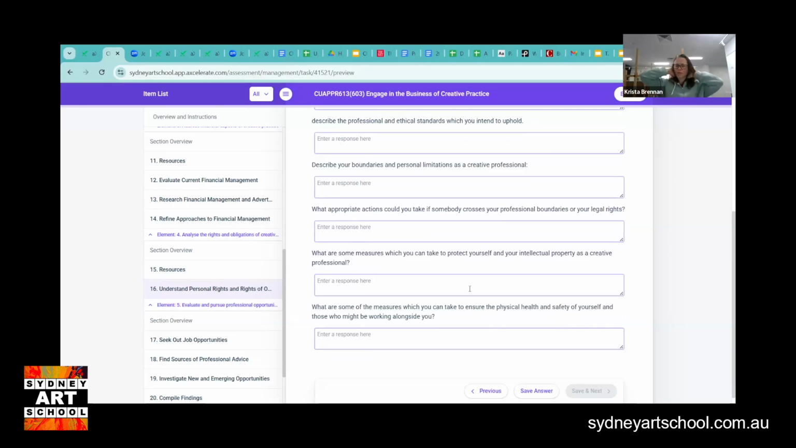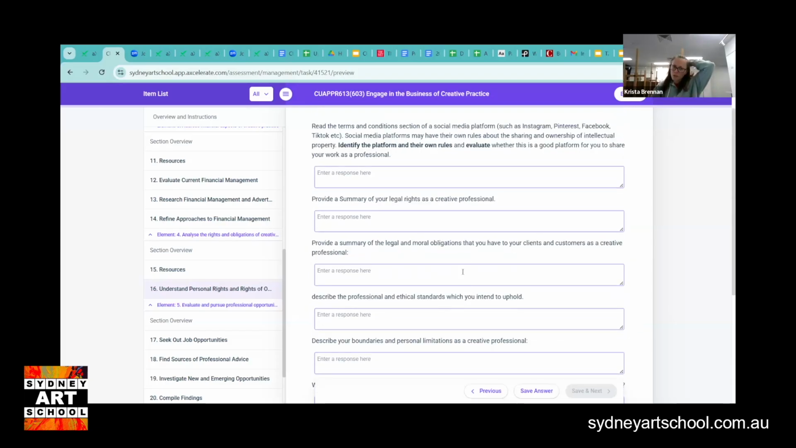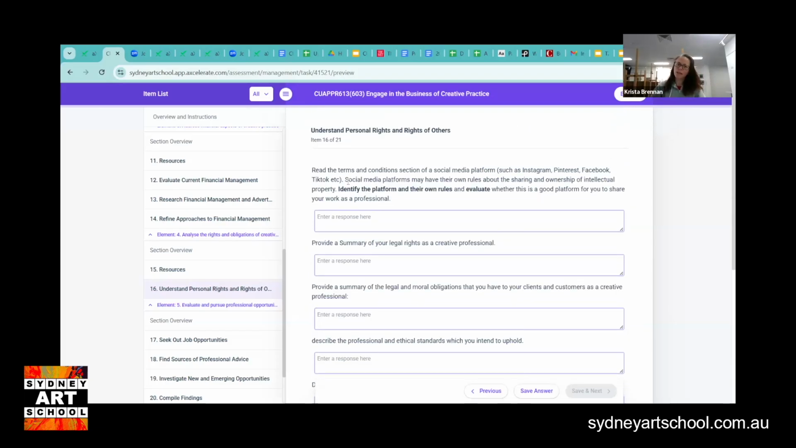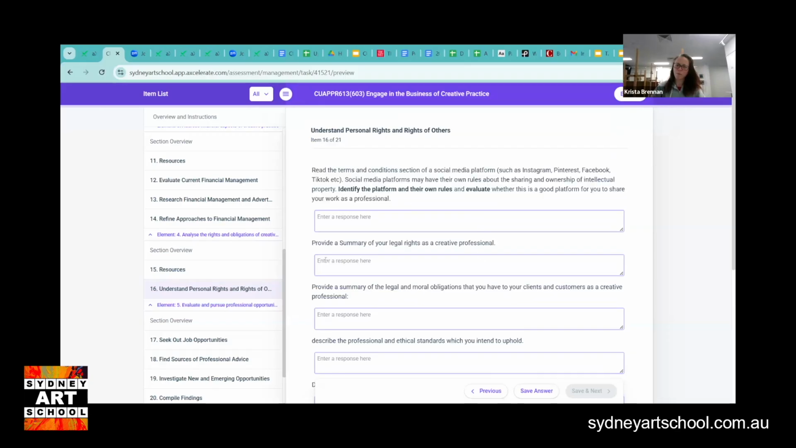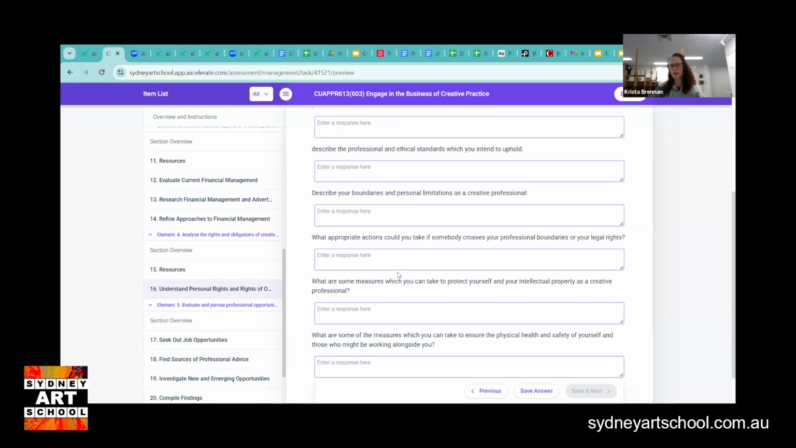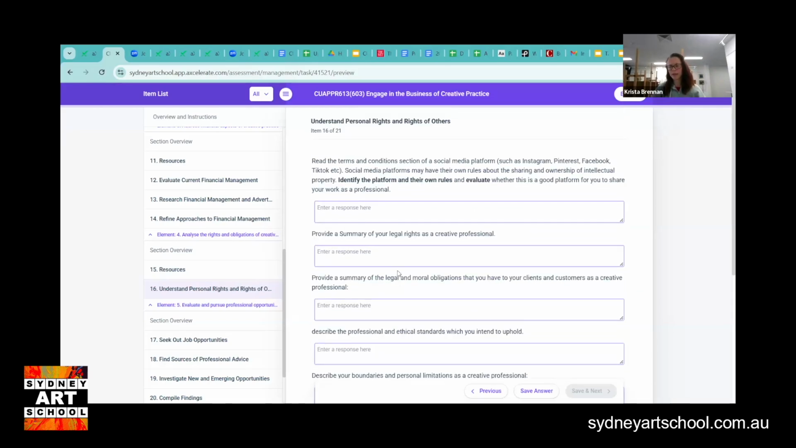What are some measures you can take to protect yourself and your intellectual property? And what are some measures you can take to ensure the physical health and safety of yourself and those who might be working alongside you? So this one here is relating to the social media platform. The rest of those questions are a little bit more general and maybe more appropriate to whatever your kind of creative practice is, or the direction that you find yourself heading in.